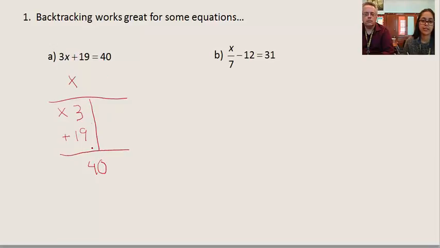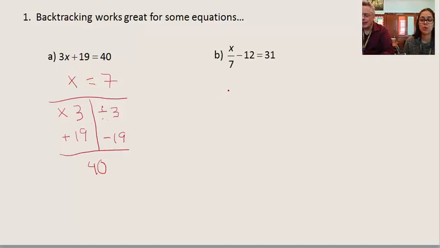So remember backtracking. The opposite of plus 19 is minus 19, and then divided by 3. So we're undoing the steps. We're starting with a number, multiplying by 3, adding 19 and getting 40, and then we're going to go backwards. All right, so I have 40 minus 19. You've got to remember to hit equals after every step. Then divide by 3. Miss Myra, I get 7. Nice, me too.